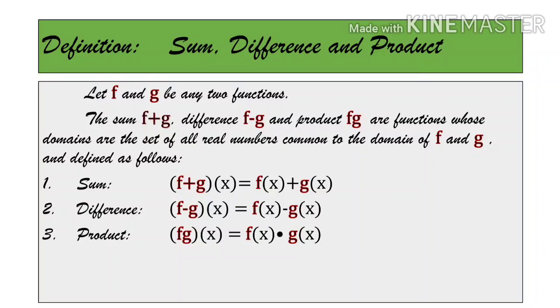Let f and g be any two functions. The sum, f plus g, difference, f minus g, and product, fg, are functions whose domains, or the set of all real numbers, are common to the domain of f and g and defined as follows. For the sum, (f plus g)(x) is equal to f(x) plus g(x). For the difference, (f minus g)(x) is equal to f(x) minus g(x). For number 3, the product, (fg)(x) is equal to f(x) times g(x).